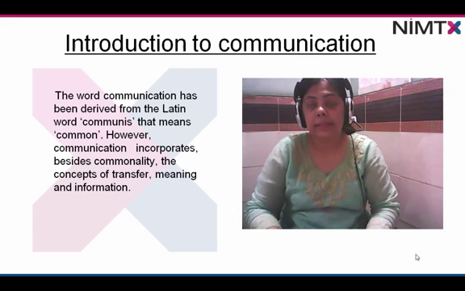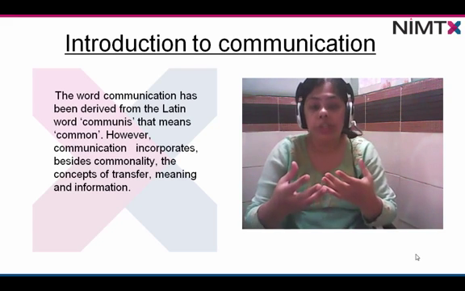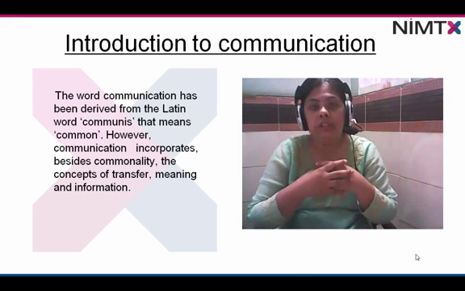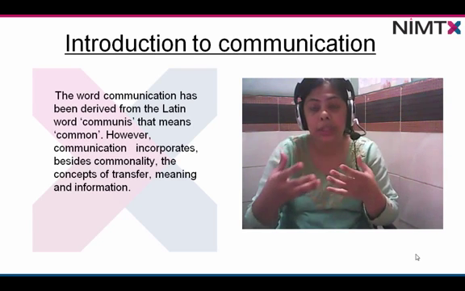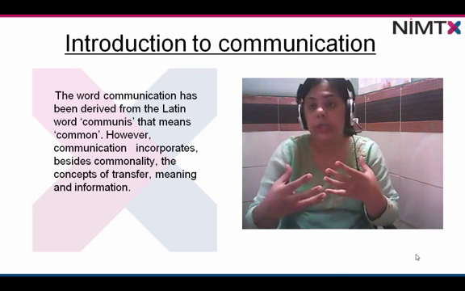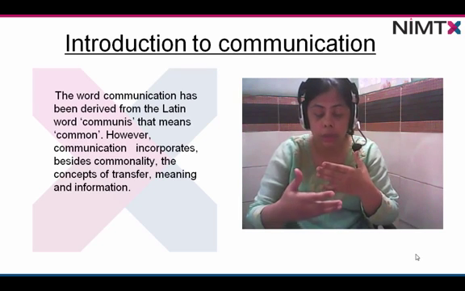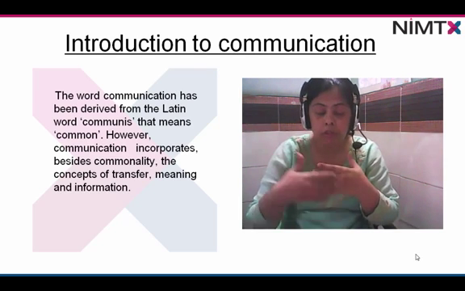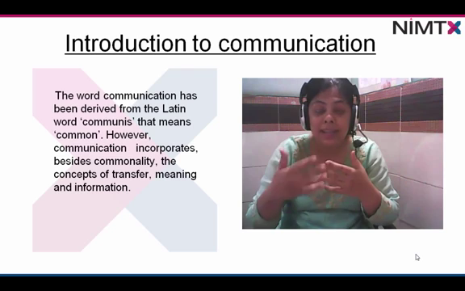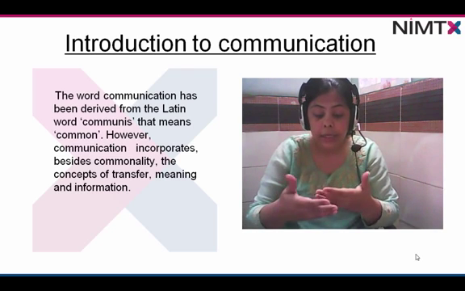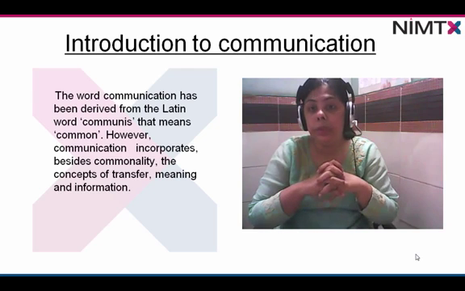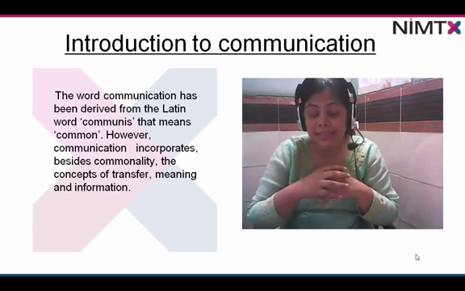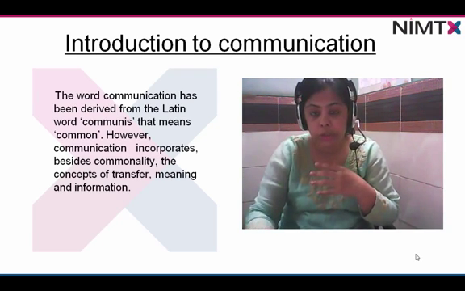Communication means giving information, the transfer of information. Whatever we are telling to somebody else, whatever information we are transferring, has to have meaning, and it should be the person to whom it is being communicated who is able to understand. There should be information to it.